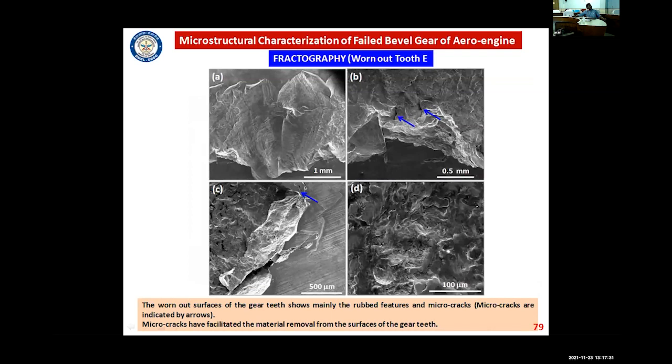And in the fractography studies, we have not got any fracture details because rubbing has taken place, but only these micro cracks. As I mentioned, the formation of the cracks is because of the low hardness, because of the decarburization, so it might have removed material from the surface of the gear teeth.